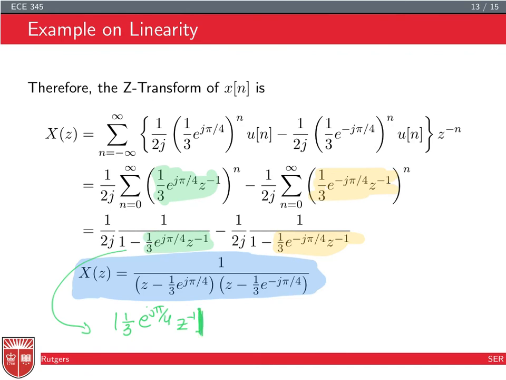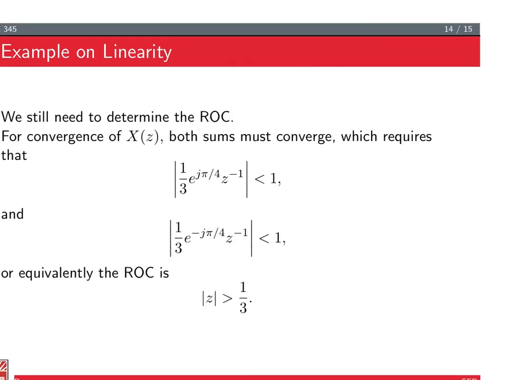is less than 1, since this is a right-sided signal, so it must be less than 1. And for the yellow one, it's similar. This part here is also a right-sided signal. So we need to have the amplitude of 1/3 e^(-j pi/4) z^(-1) less than 1. And this is what this slide is summarizing.